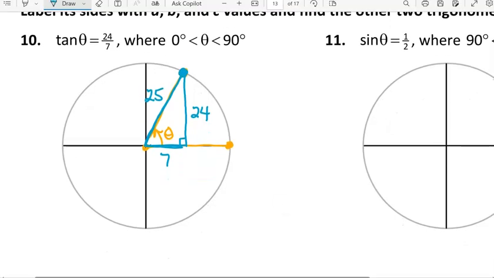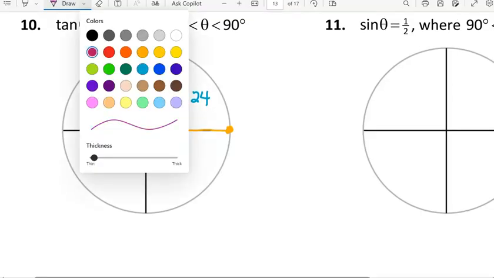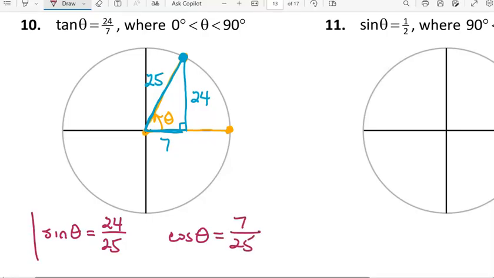And now that we have this picture drawn, we can find the other 2 trig ratios. So the other 2 trig ratios are sine. So sine of angle theta from the diagram is the ratio of opposite to hypotenuse. And cosine of angle theta from the diagram is the ratio of adjacent to hypotenuse.